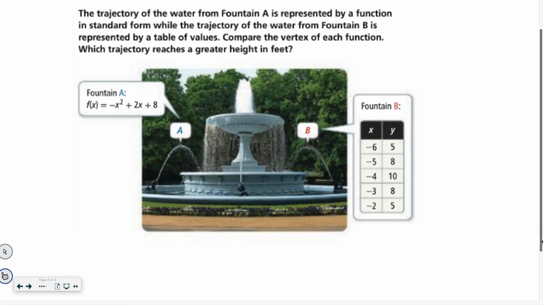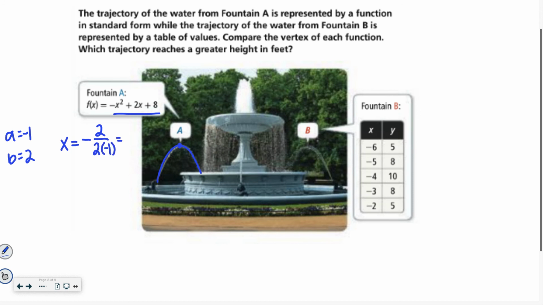Okay, so we have fountain A. You can see it forms a parabola that can be represented by -x squared plus 2x plus 8. And if I want to figure out how high it is, that means I have to determine what is the vertex of that function. So I'm going to say, let's solve for the axis of symmetry first. So my A value is -1. My B value is 2. So x equals negative B over 2 times A.